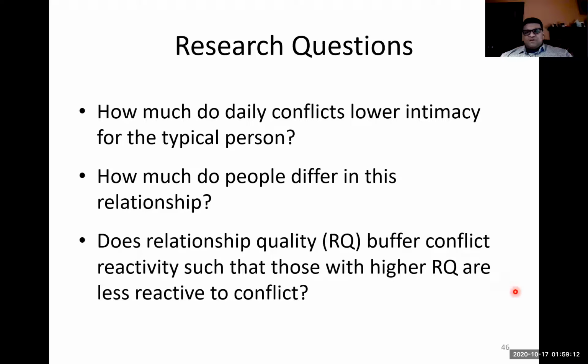And it's a research question that reflects a cross-level interaction because, again, the key outcome is intimacy, but we're interested in the within-person variability in intimacy and linking that to within-person variability in conflict. But then we want to see if the size of that relationship depends on whether you're in a high or low quality relationship. So those are the research questions for this example.